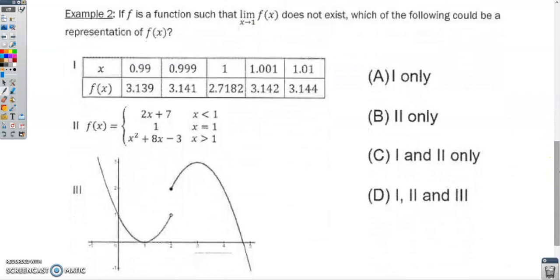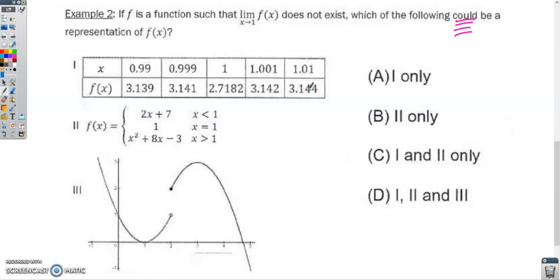If f is a function such that the limit as x approaches 1 of f of x does not exist, which of the following could be a representation of f of x? Really what we're saying is, in which of these three scenarios is it possible that the limit as x approaches 1 does not exist? Let's start with choice I, our table here. It looks like we've got a value at 1, and the values appear to be approaching the same value from left to right.